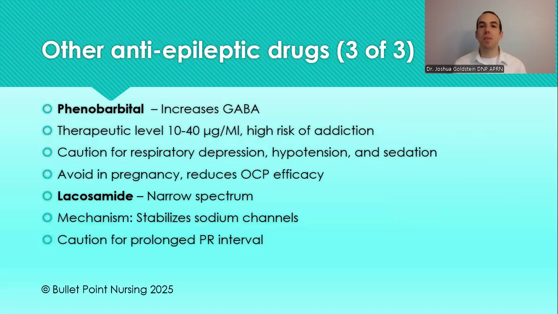This does have major risks of respiratory depression, hypotension, and sedation. So if you do give this to a patient, just plan that you're going to end up having to intubate them and possibly address hypotension as well. This medication should be avoided in pregnancy. Again, this goes back to everything we said about pregnancy, that if this is the only drug that's working, which if they're on it, it probably is the only drug that's working because this isn't first line, then we may have them continue on it and supplement with that folic acid.